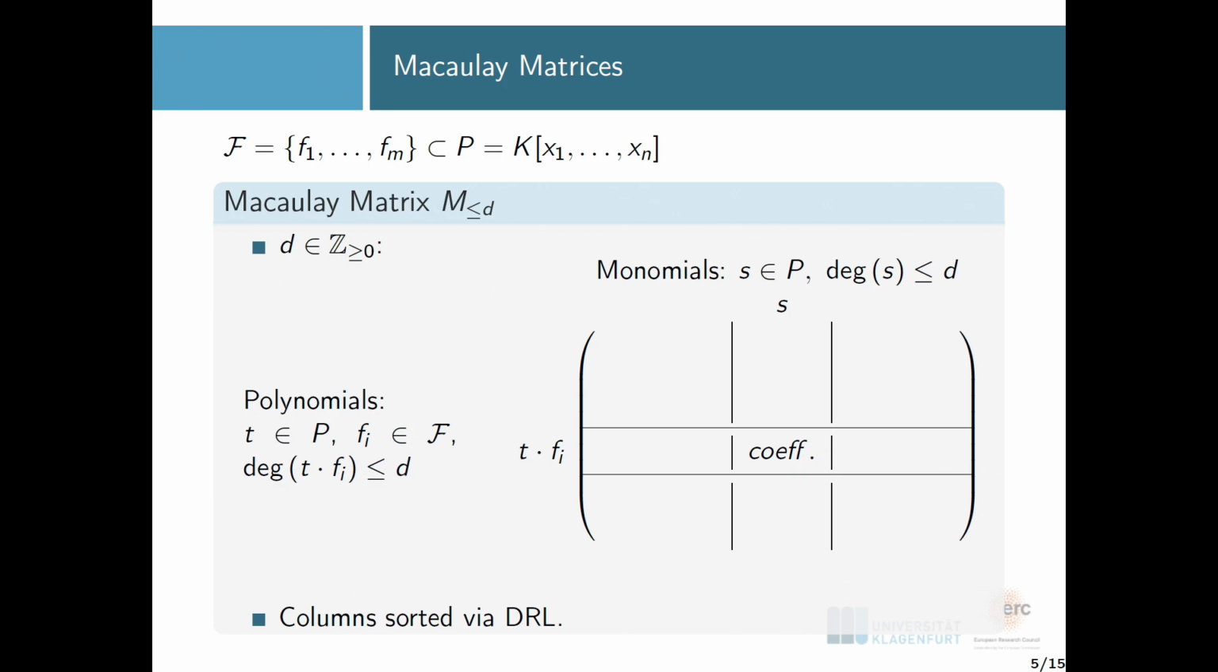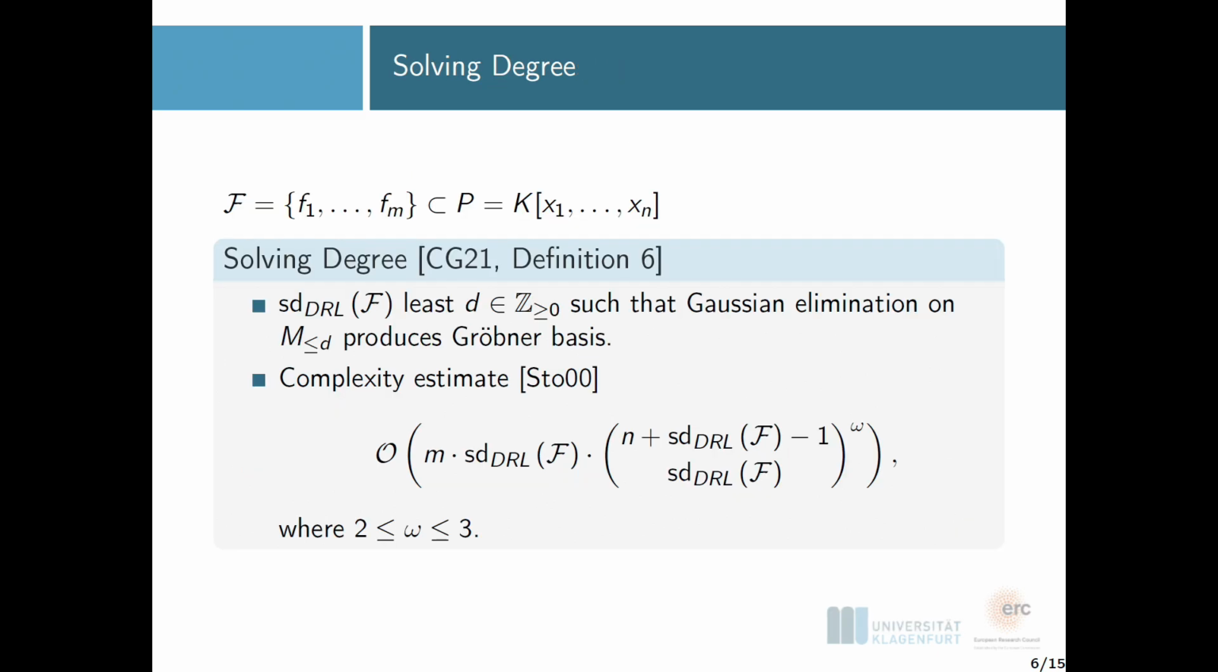And now to index a row, we pick a polynomial f from our system and another monomial t, such that the product of t with f has degree less than D. And then in this row, t times f, we simply fill in the coefficients of this product polynomial. And then we do Gaussian elimination of this matrix, and provided we make D big enough, we will eventually produce a Gröbner basis in the row space of this matrix. And the first D for which this happens is the so-called solving degree.